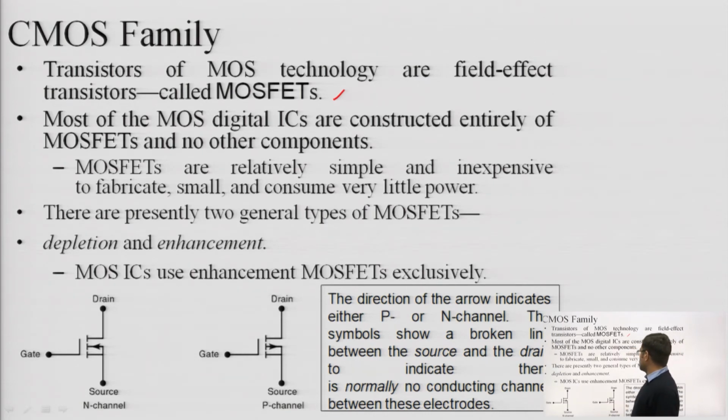So most of the MOS digital ICs are constructed entirely of MOSFETs, no other components, and MOSFETs are relatively simple and inexpensive to fabricate, small, and consume very little power. There are presently two types of MOSFET, depletion and enhancement, and we will be interested in the enhancement type. The depletion type MOSFET we will not be using. Further, in the enhancement type there will be PMOS and there will be NMOS.